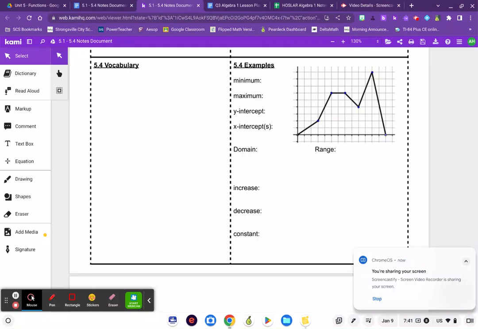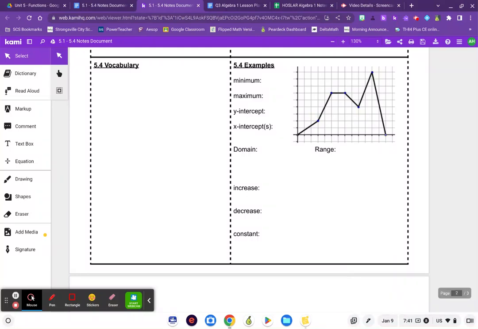Okay, so we are going to do some notes for 5.4. We do have some new vocabulary, lots of new vocabulary for 5.4. So we're going to get that vocabulary down, and then we're going to use the graph in the examples to help apply this vocabulary. All right, so one of the new vocabulary words that we're talking about is minimum.